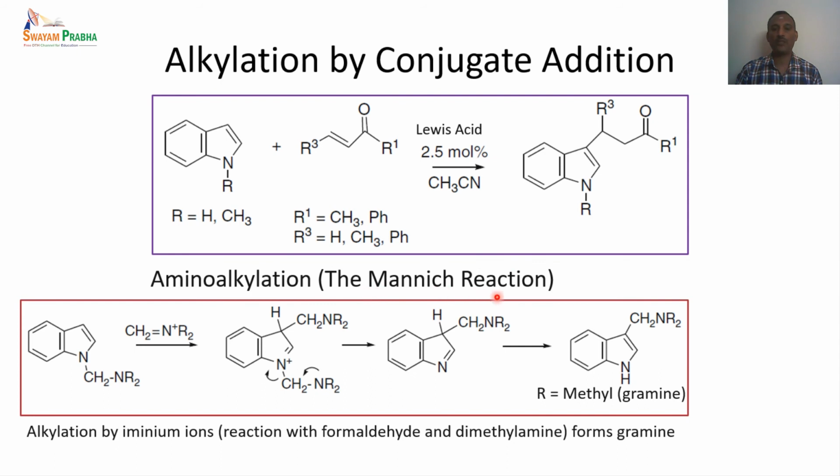Then next one is the Mannich reaction, which is the amino alkylation reaction. So here the alkylation by iminium ions basically. So this iminium ion is formed by the reaction of formaldehyde and dimethylamine, which is the very simplest one to start with. This leads to the Mannich reaction, and finally we get the gramine, which is indole derivative. So here both the R groups are methyl groups, then this is the gramine derivative. So this is formed basically by the reaction of the formaldehyde and the dimethylamine with indoles.